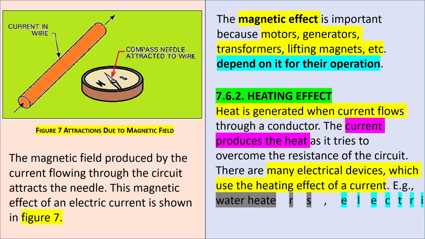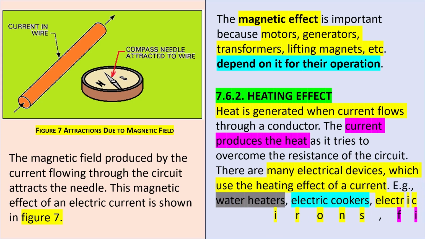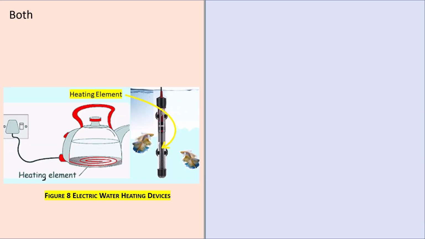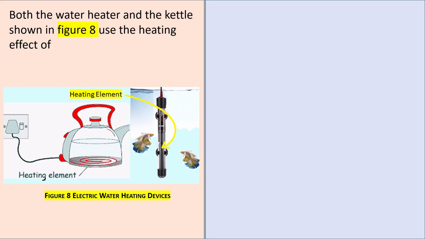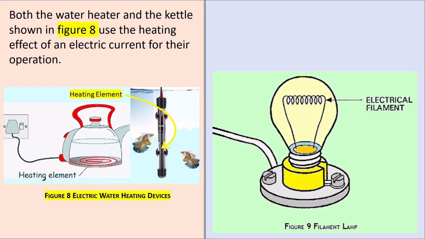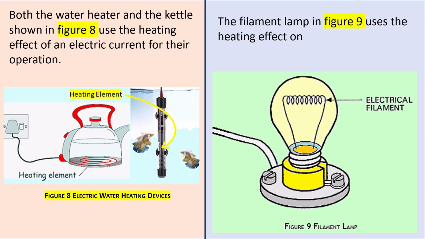Examples: water heaters, electric cookers, electric irons, filament lamps, etc. Here you can see a picture of a kettle with an electric element, and a fish tank heater. Both the water heater and the kettle, shown in figure 8, use the heating effect of an electric current for their operation. Here you can see a light bulb with an electric filament. The filament lamp in figure 9 uses the heating effect of the filament to produce light.